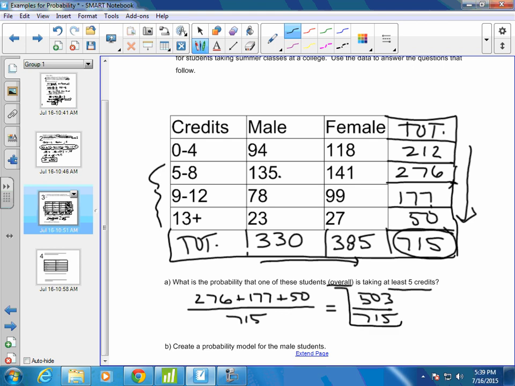over 715. Now there is another way to do it, maybe a faster way. Notice that these 212 students are really the only ones being left out, the ones taking less than 5 credits. If you did 715 minus 212, you also get 503. So that's another way of figuring that out.